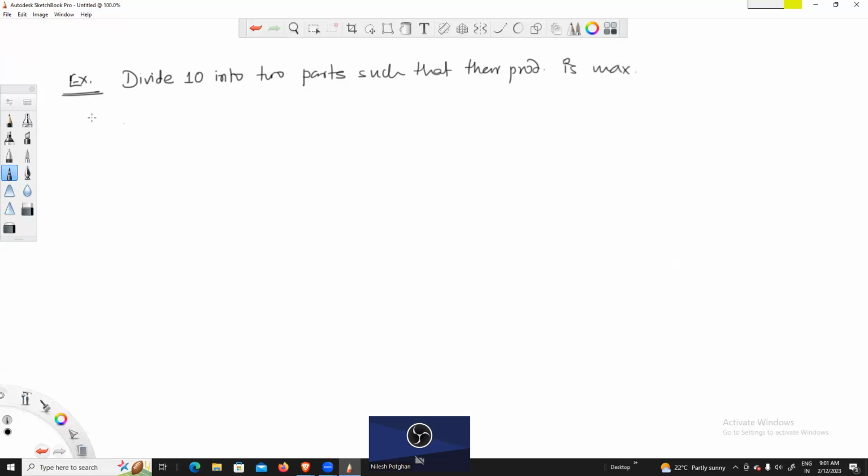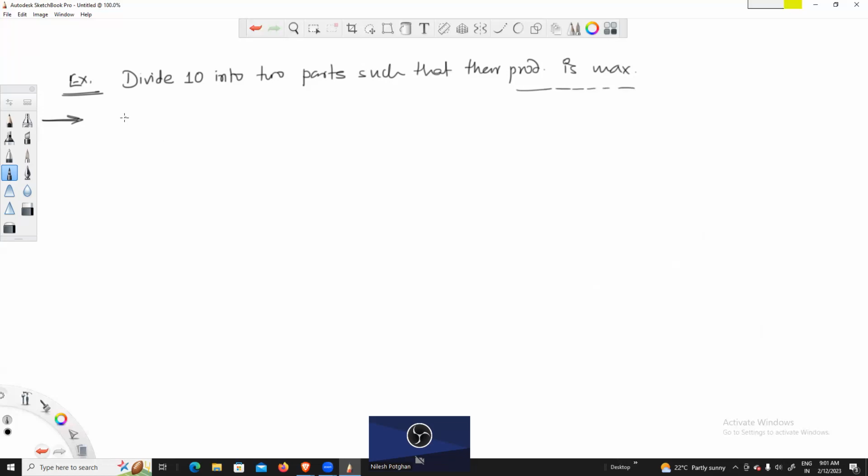Their product is maximum. So I need to divide this 10 into 2 numbers such that their addition is 10 basically, and if I multiply these 2 parts or these 2 numbers, I must get the product to be maximum. So we have solved this in 12th standard. So how do we solve this?